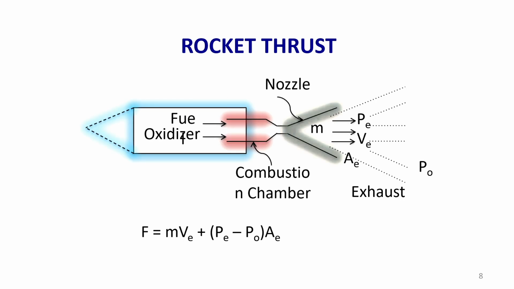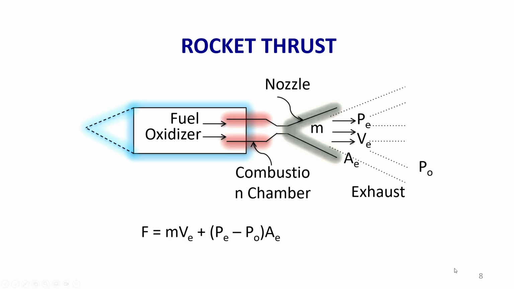What is the primary difference between an aircraft engine and a rocket? Here you also find the combustion chamber, exhaust and so on. The difference is that rocket engines carry both the fuel and the oxidizer on the flight while traveling. It does not take it from the outside, so the oxidizer is also carried by the rocket engine.